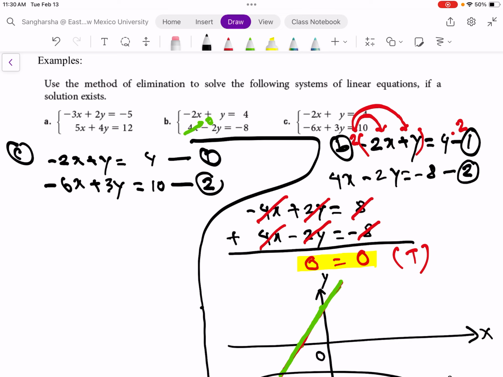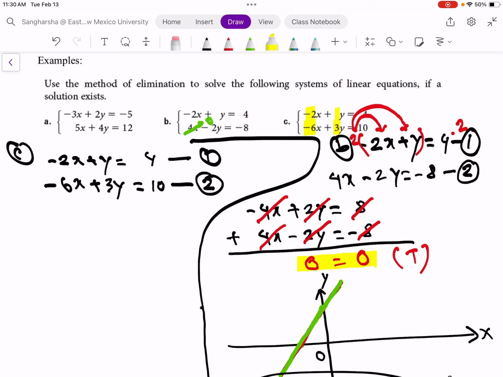Now the process is the same. We try to eliminate one variable. Which variable do you want to eliminate, x or y? The coefficients are not the same. We have to make the same coefficient here. The coefficient of x is negative 2, the coefficient of x is negative 6. These two are not same and opposite. Y has a 1 and positive 3. They are not same and opposite. So we have to make the same coefficient with opposite sign.